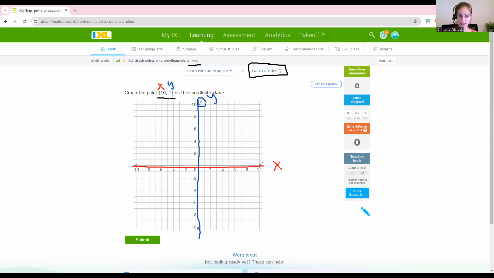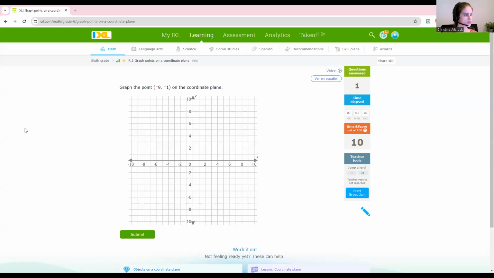So when I go to graph this point, I'm going to start at (0, 0). And then because it's a positive 10, I will go right 10 on the x. And then since it's a positive 1, I'll go up 1 on the y. So I start at (0, 0), go over 10, up 1, click, and it puts your point right there. If you ever make a mistake, you can click the point again and it erases it. So origin, over 10 on the x, up 1 on the y, and we have our graphed ordered pair.